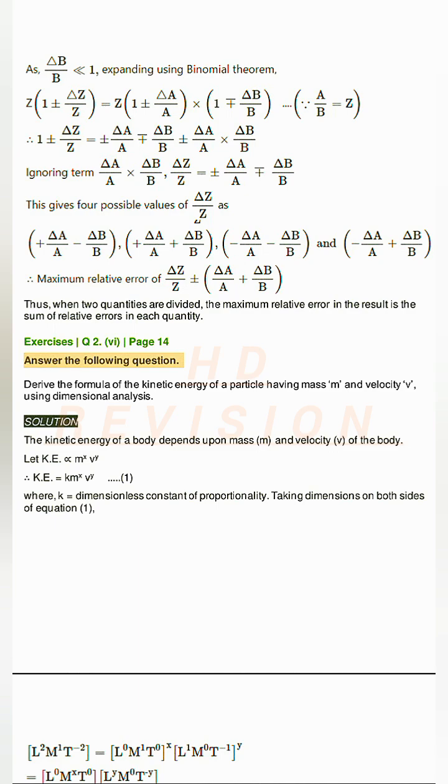Answer the following question. Derive the formula of the kinetic energy of a particle having mass m and velocity v using dimensional analysis. Solution. The kinetic energy of a body depends upon mass m and velocity v of the body. Let KE be proportional to m^x v^y. Therefore KE equals k m^x v^y, (1), where k equals dimensionless constant of proportionality. Taking dimensions on both sides of equation 1.